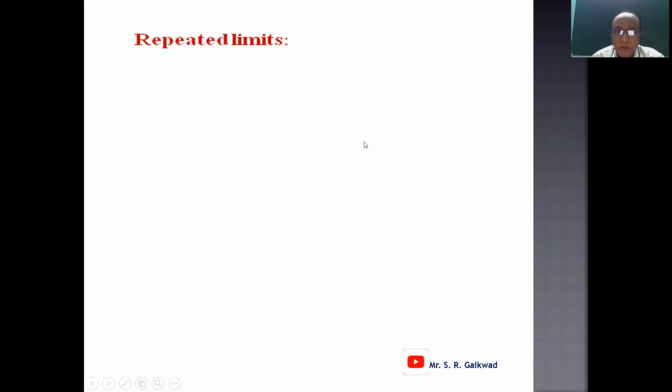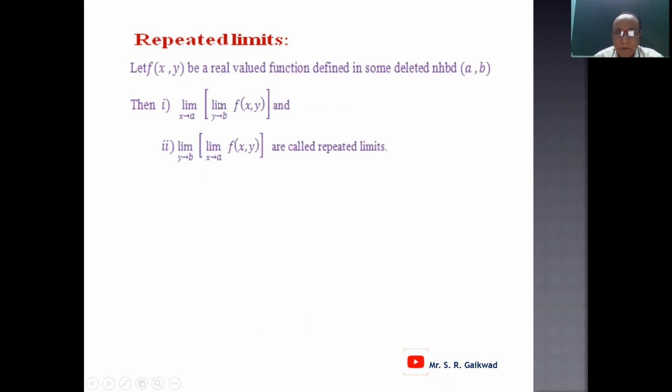First, let us take the definition of repeated limits. Let f(x, y) be a real valued function defined in some deleted neighborhood of (a, b). Then the limit as x tends to a of the limit as y tends to b of f(x, y), and the limit as y tends to b of the limit as x tends to a of f(x, y), are called repeated limits.